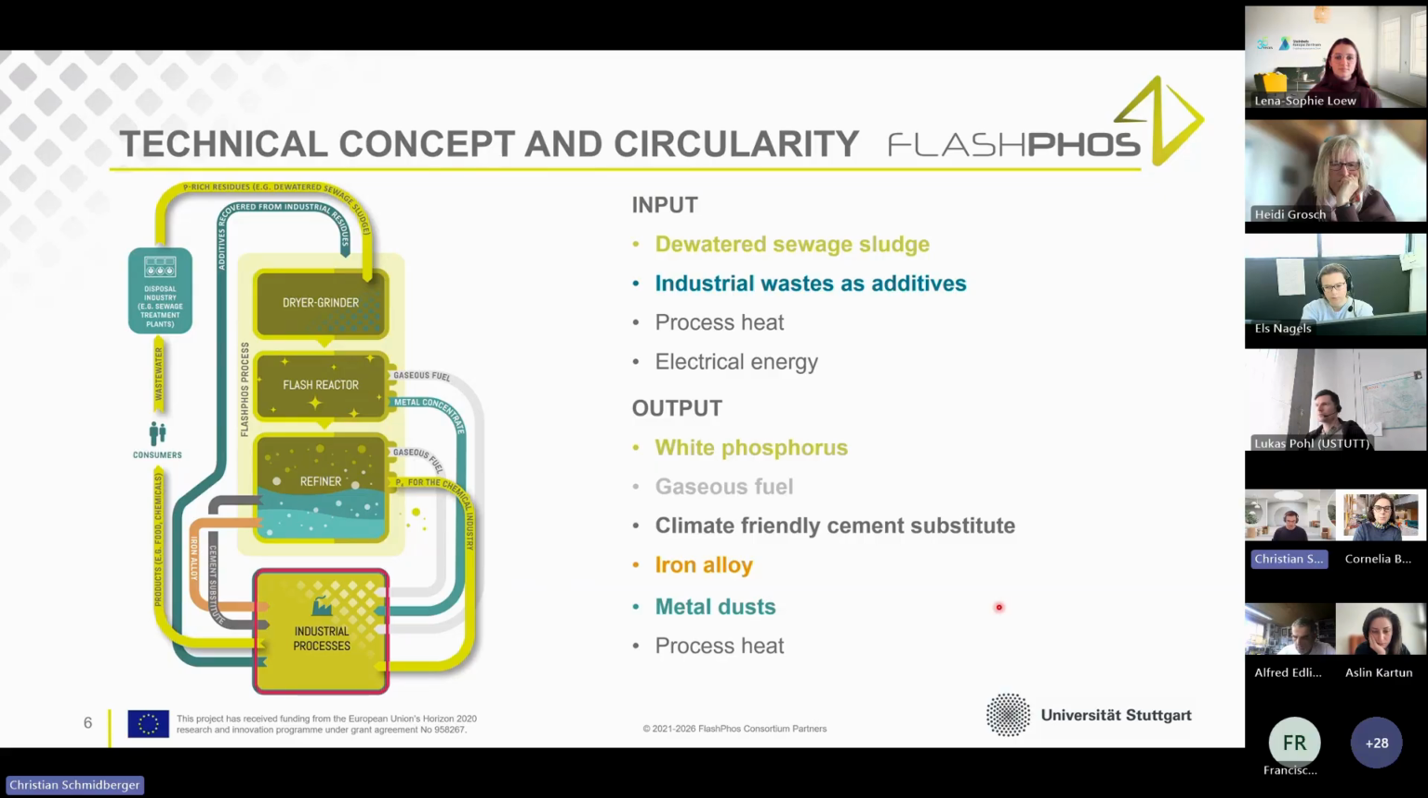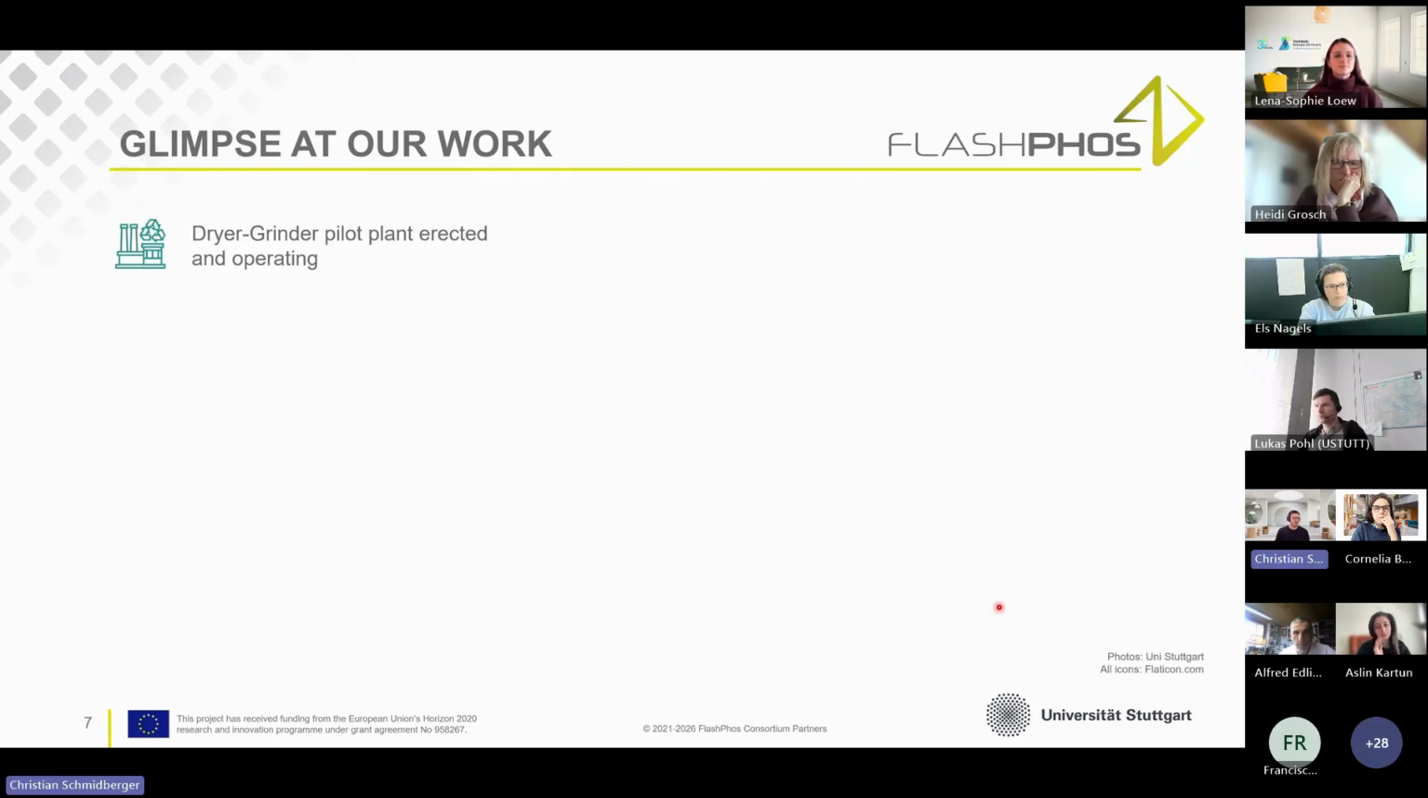So as our goal in this workshop is to focus on the digital twin, I will now show you some details and some insights of the 3 process steps, so you will have a better understanding of what we are talking about when Els will show you the digital twin. So the dryer grinder was erected and operated successfully.